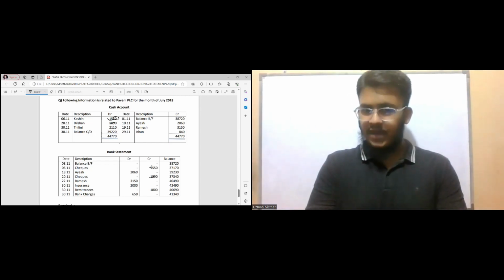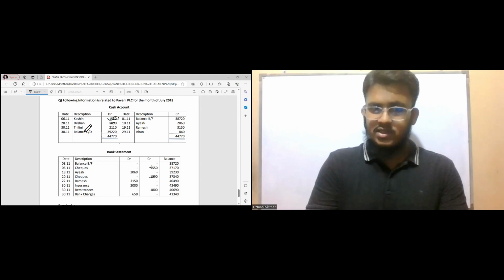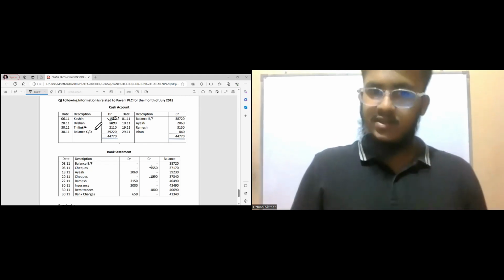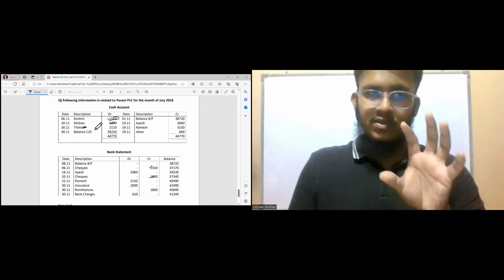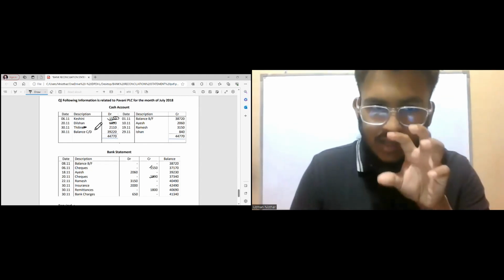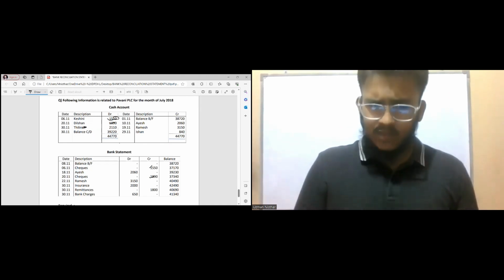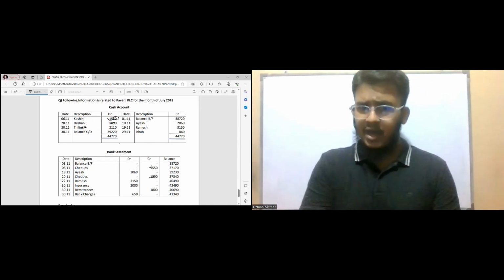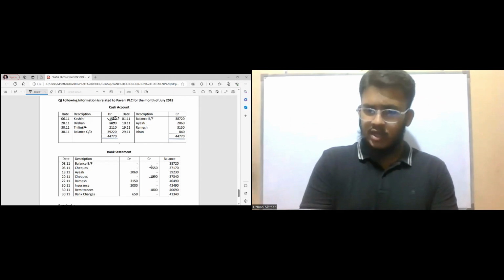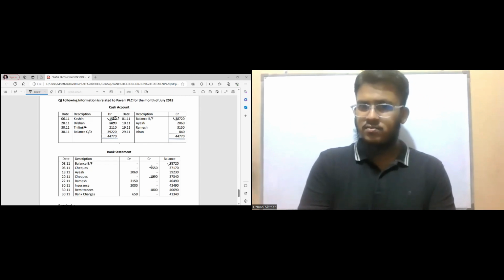Tilini, 2110. Do we have that? No, we don't have that in the bank statement. So what we do is we just draw a star here, or keep a dot or something. We should mark that we should record this. Okay, and then we have here the balance brought forward. That is also there, so that is also done.